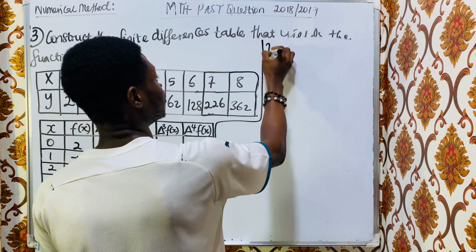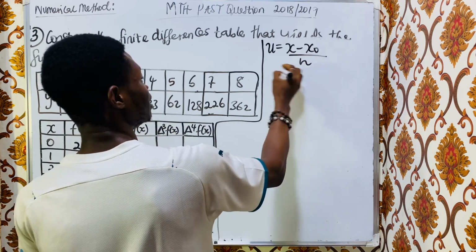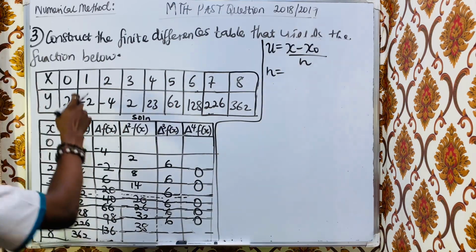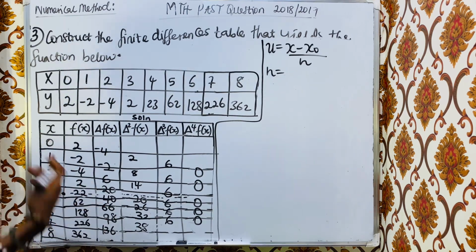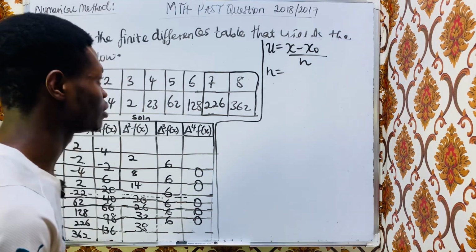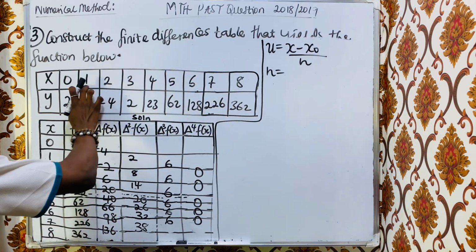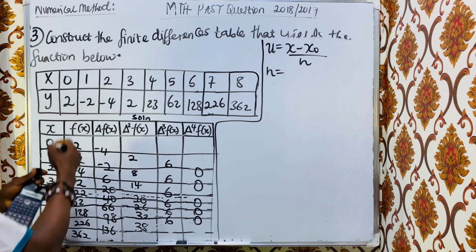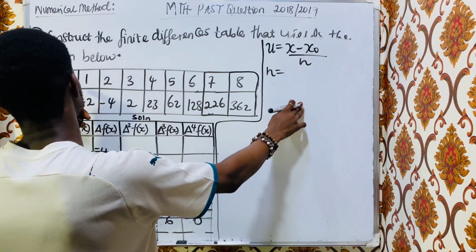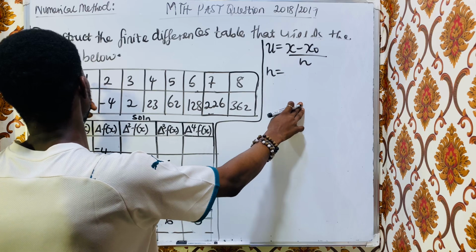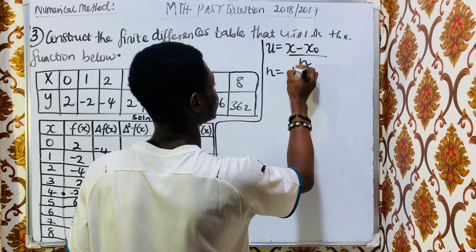So remember, our u is equal to x minus x naught all over h. So my h is simply this, that's the common difference here, which is constant. That's why we are using Newton forward interpolation, because our h is constant. So we are going to have this minus this: 1 minus 0 will give us 1. 2 minus 1 will give us 1 still. So we have 1 as our h.